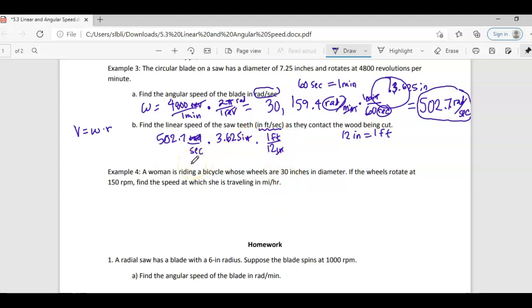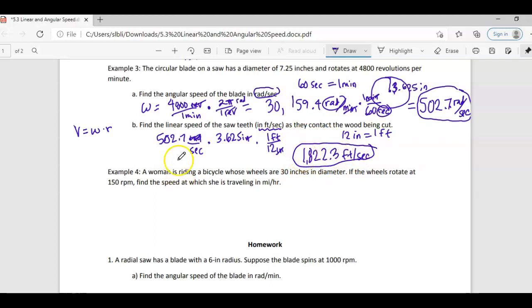So if I do 502.7 and I multiply that by 3.625, that gives me 1,822.3, if I'm rounding, feet per second. So that would be the linear speed of one of the saw teeth. As it goes around the saw, that's how much ground it's covering every second.